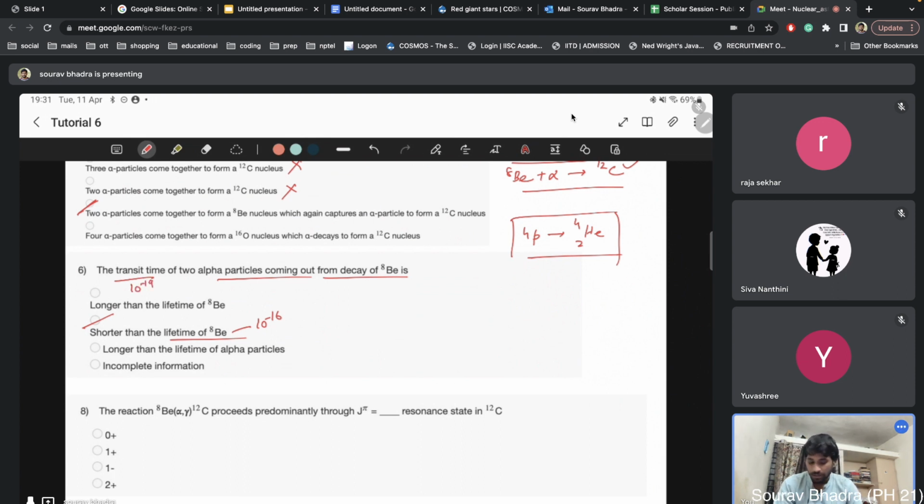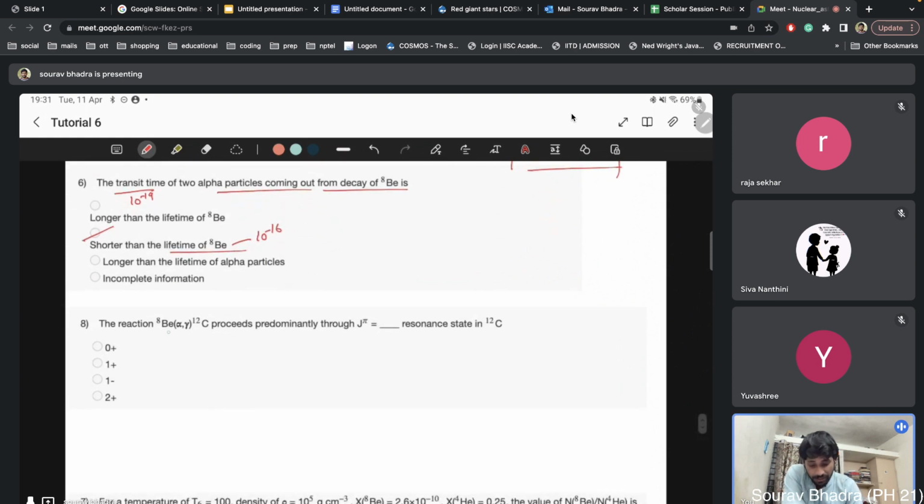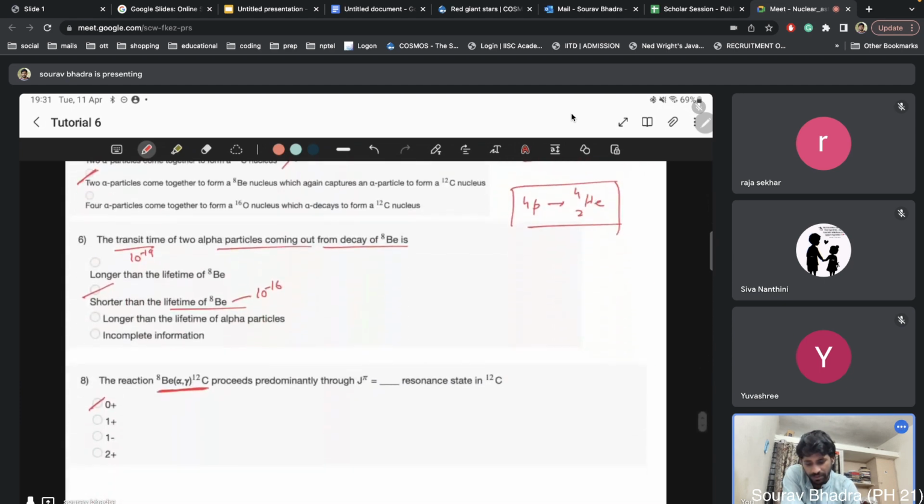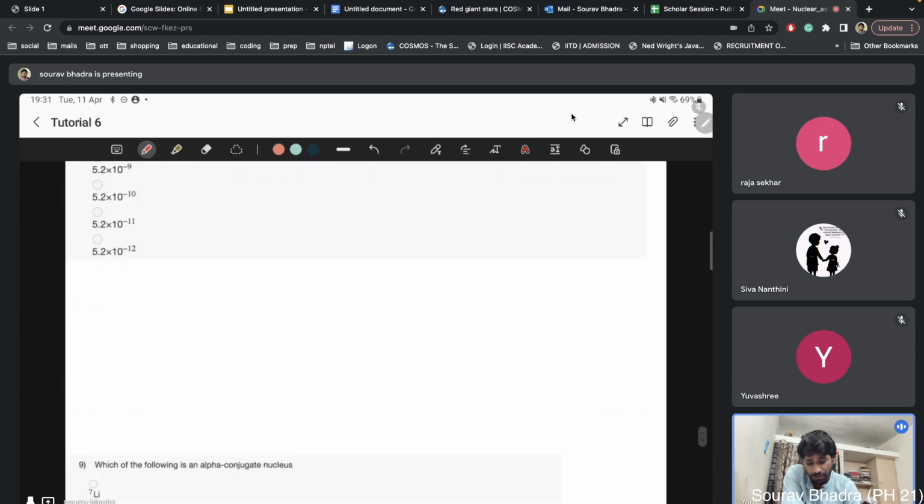Now the reaction, again you can see that this is the second step of the triple alpha process, predominantly through J pi equals 0 plus. As I told you, the Hoyle state has a 0 plus spin parity, so the answer will be 0 plus. So this question and this question are exactly the same, the spin parity of the Hoyle state. So 3 and 8 are exactly the same question, 0 plus, they have just increased the number of questions.